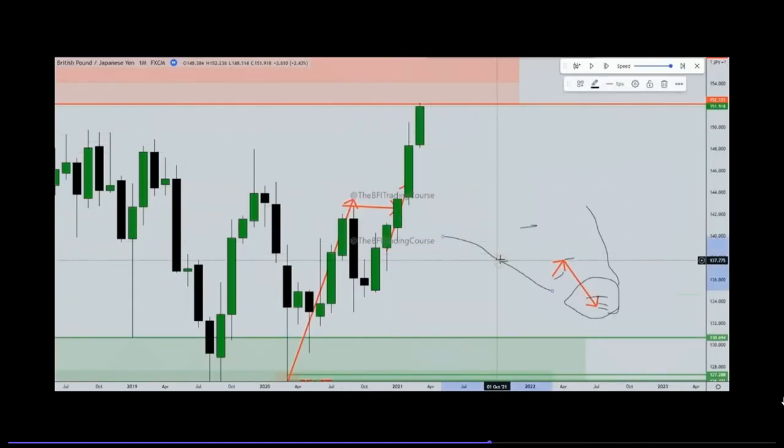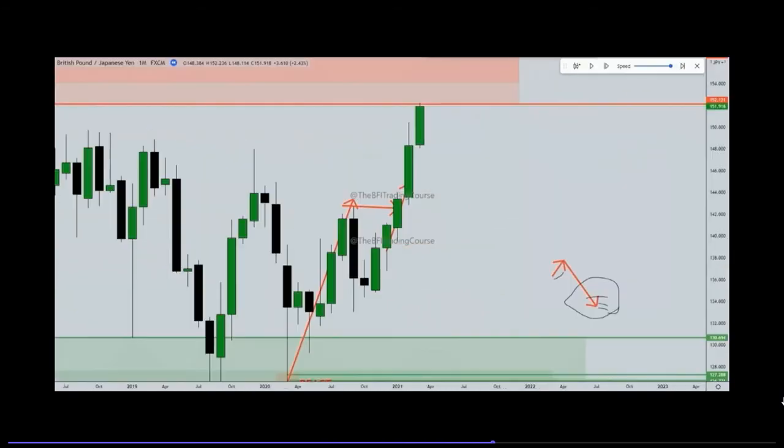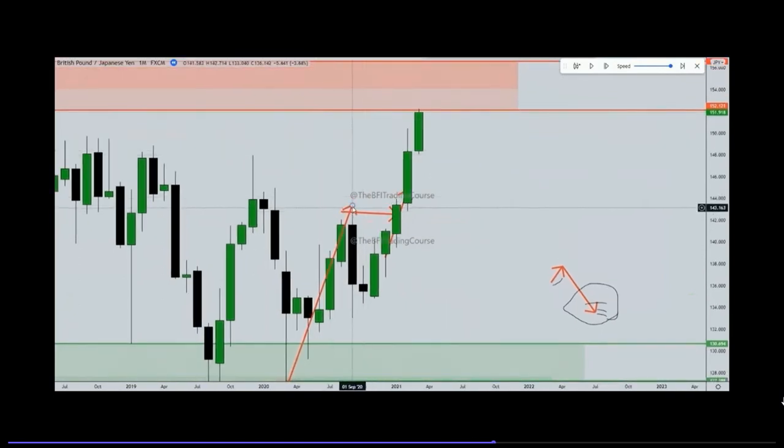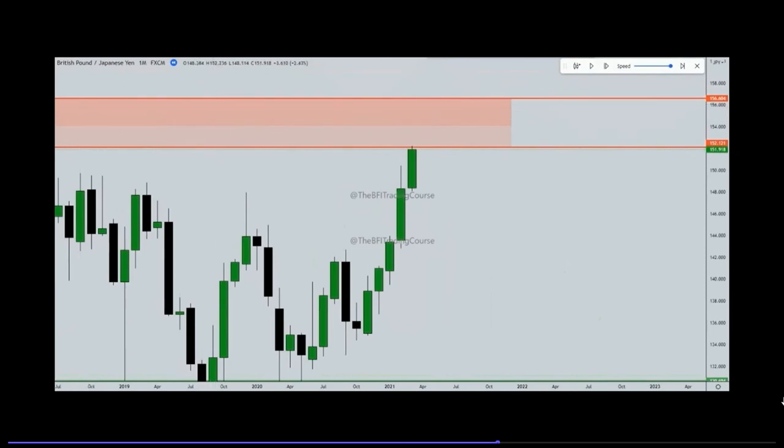And here, what is your bias officially? If someone were to ask you right now, potentially reversing. What does that mean? Okay, what do I do? Fluidity at the deeper half. Okay, but here's a great way to handle these zones, just like what GJ has done recently. We know that the VIP section is the deeper half. That's where the BFIs like to dump, and that's actually where you'll have a lot of buying. So here's one way to handle this zone.